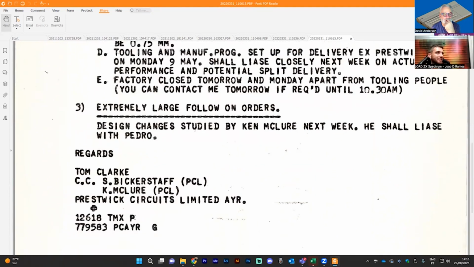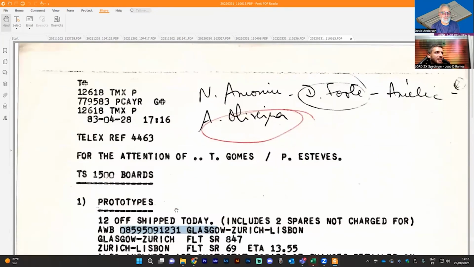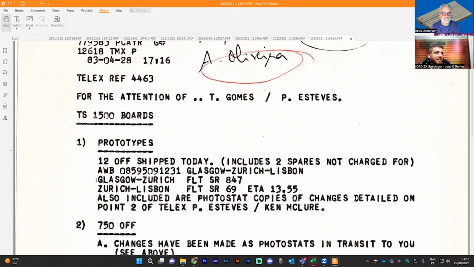Now, this is being sent. I don't know where PCL was, but it was in the UK. This is being sent by the guys from Prestwick, and they are sending a document to Timex Portugal, to Tony Gomes and Pedro Esteves. 1500 boards. Okay, and they're sending something from Glasgow. So probably Prestwick is in Glasgow, in Scotland. Or was. Glasgow to Zurich, Zurich to Lisbon. Also included are photostat copies of changes detailed on point 2 of Telex Pedro Esteves, Ken McClure.